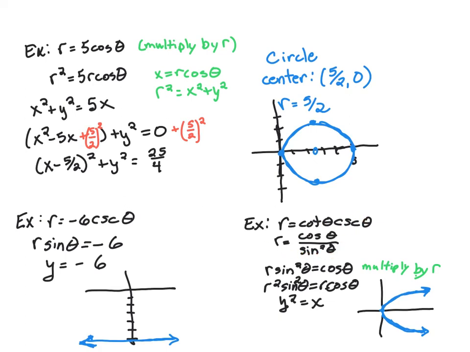Multiply both sides by sine squared, and then we pull that little trick out of our pocket where we multiply both sides by r. That gives me r squared sine squared, which is just y squared. R cosine is x, and you see that I've got this sideways parabola with the vertex at the pole.